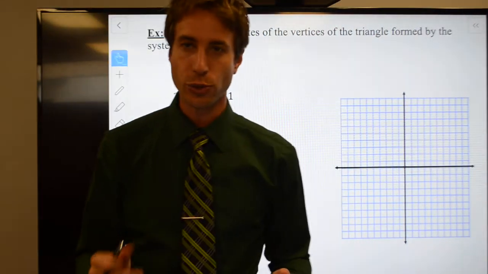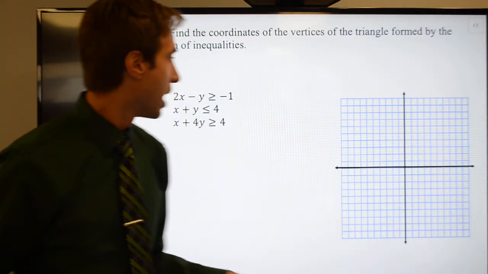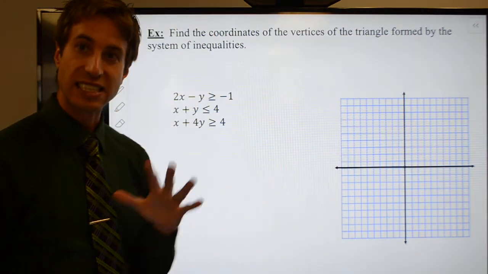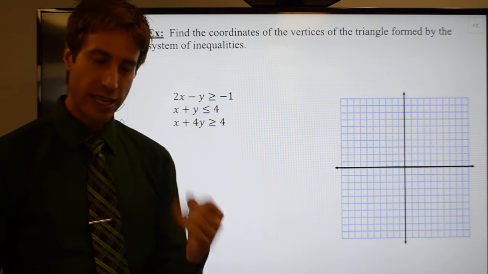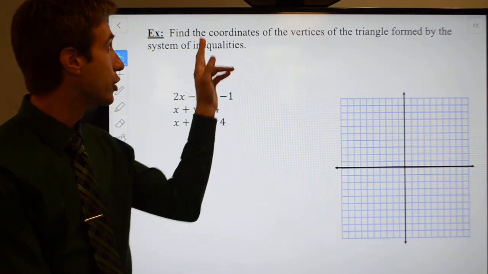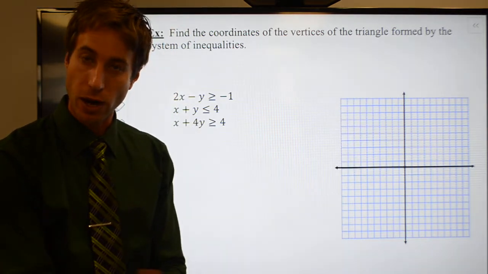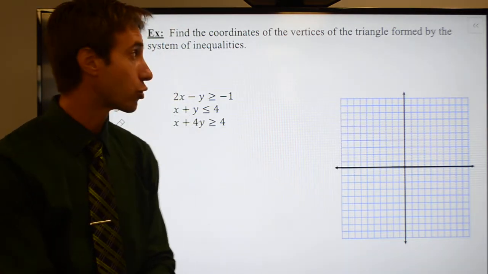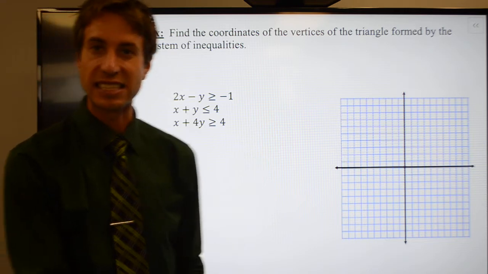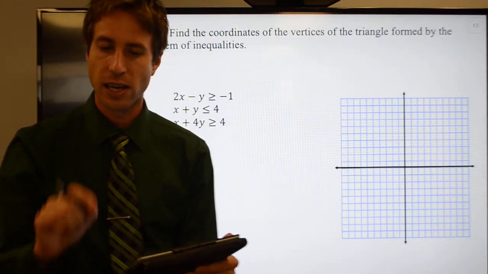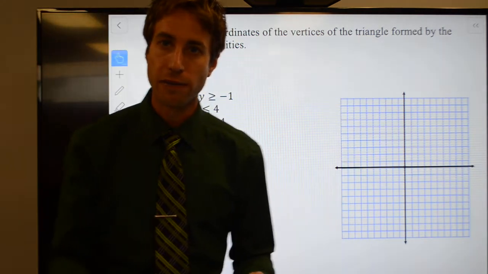Now, what we're going to do here is I have given you a system of inequalities. This time, though, you've been given 3 equations. And what I'm asking you to do is, when you graph these equations, they're going to form a triangle, the geometric shape of a triangle. And I want you to find the vertices. That just simply means what are the coordinates for the corners of this triangle.